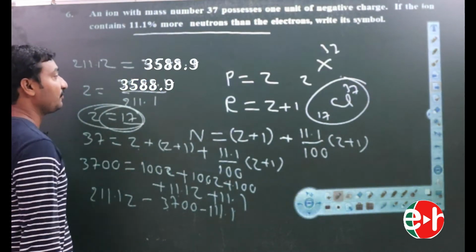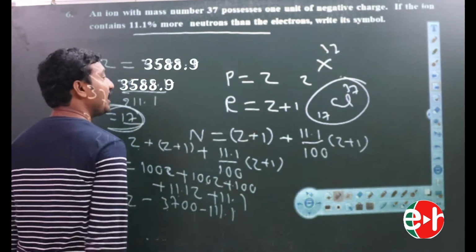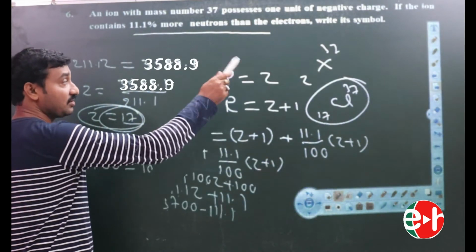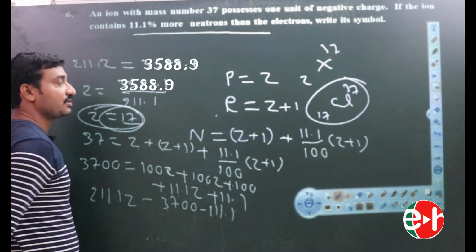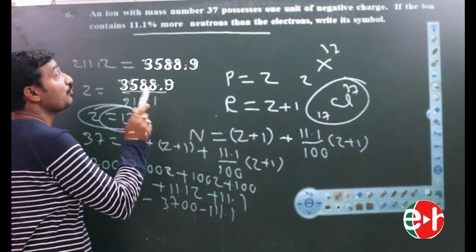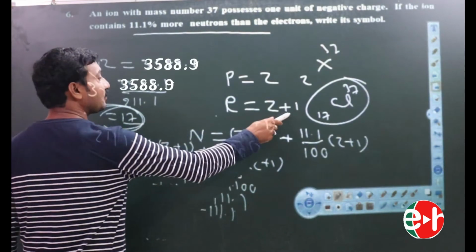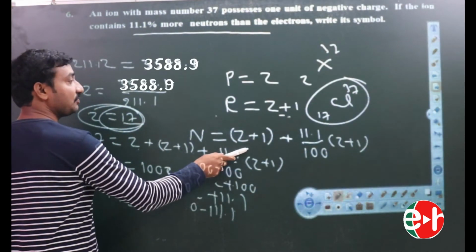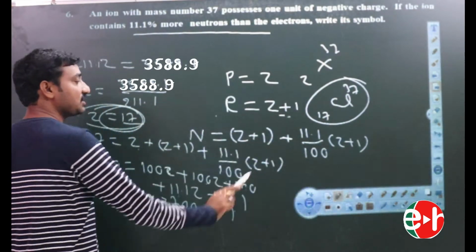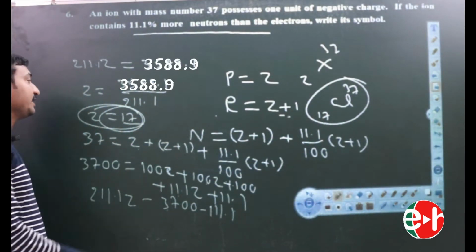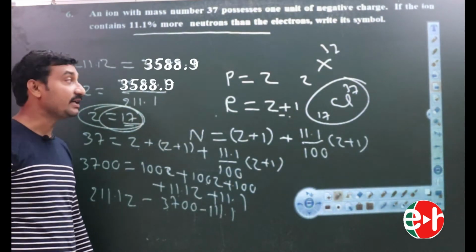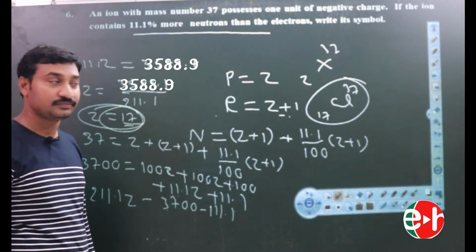First, protons equal Z and electrons equal Z plus 1. Why electrons equal Z plus 1? Because of one negative charge. Now the number of neutrons, given information, is 11.1% more than electrons. Actual electrons Z plus 1, plus 11.1% more, so 11.1 by 100 into Z plus 1. After calculation you get Z value 17, hence the symbol is chlorine 17, 37. Okay, got it? Next one.